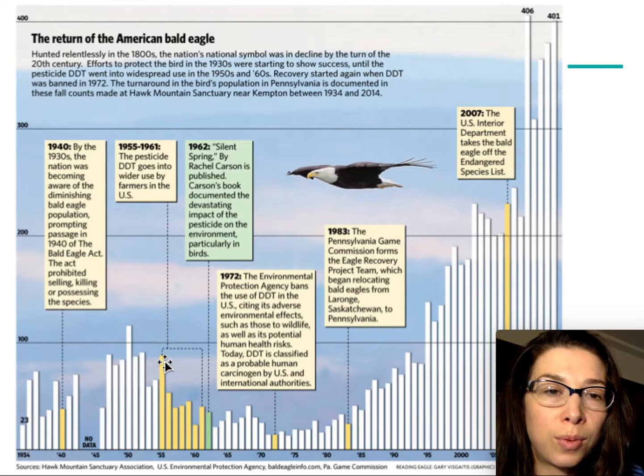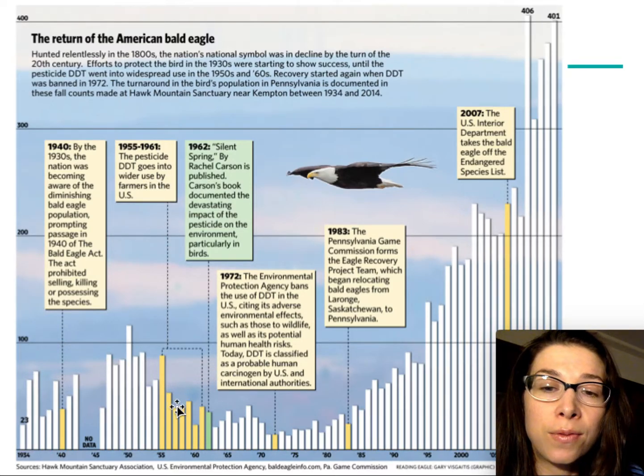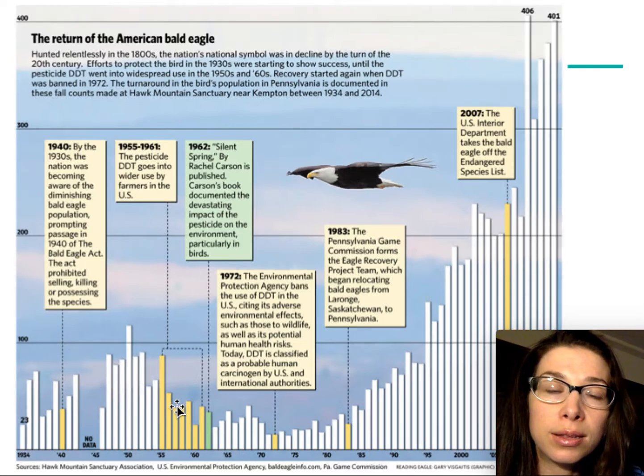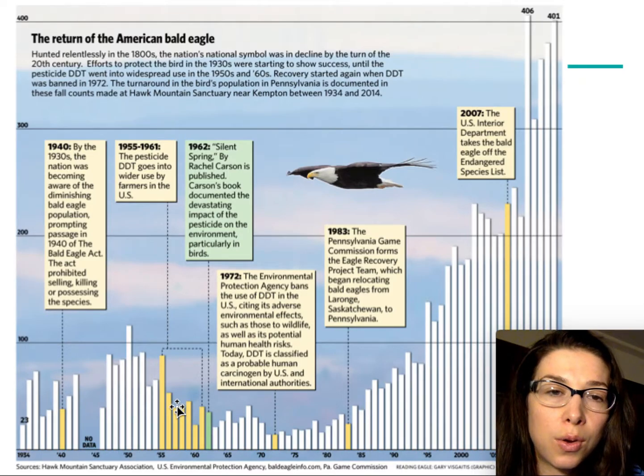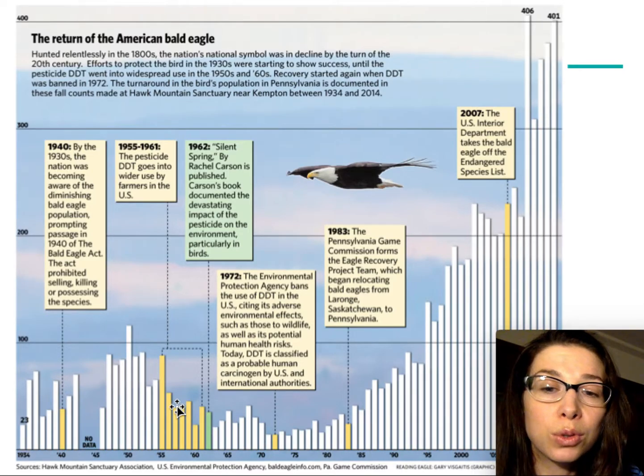However, once DDT was implemented in a very widespread way, there were a lot of impacts on the bald eagles that people started observing. Most namely, their eggs became very brittle, and they would break before they hatched. And that was something people could see visually very easily.